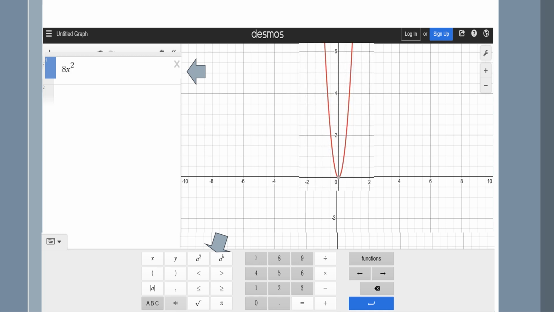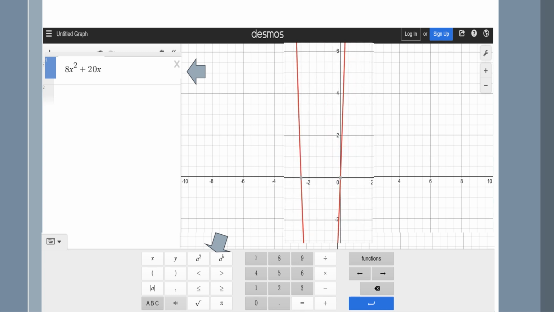Well, before you do the plus, if you did, erase it for a second. Do you get a graph that looks like this? When you get yourself a graph like this, good job. Now let's finish it up. 8x squared plus 20x. When you put the function like that, you get something that looks like this. If you got that, good job.